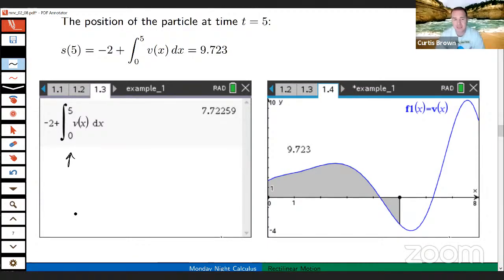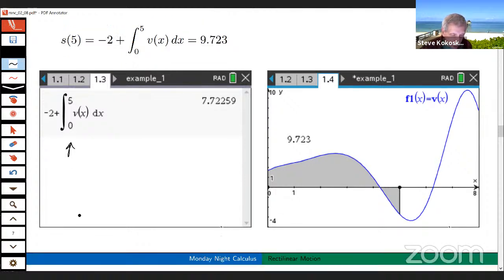On the AP exam, would it be acceptable to give that as 7.722 also, correct? That is correct. You could truncate that? Yep. We take both rounded and truncated. Good question. And I just wanted to check this or see this graphically.